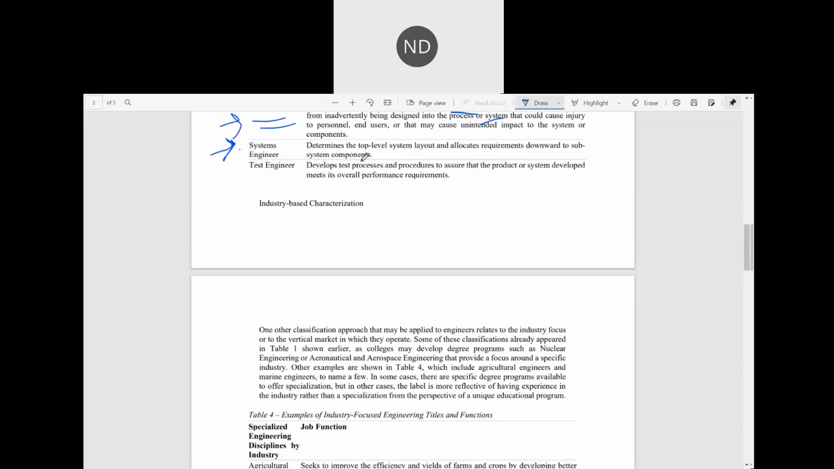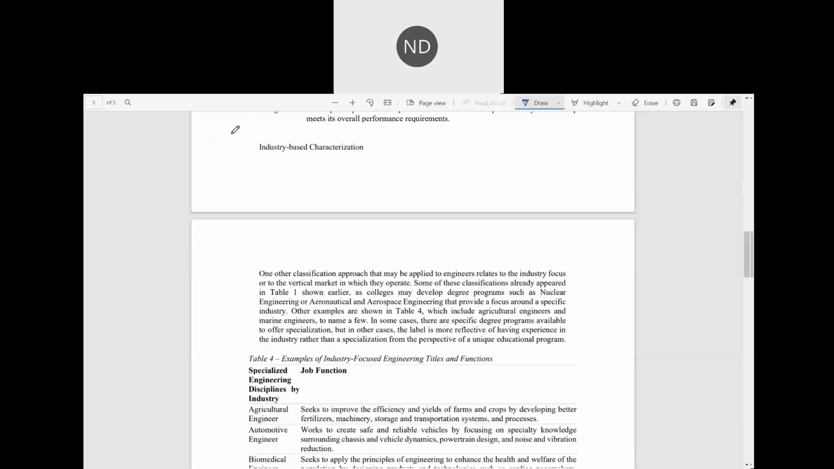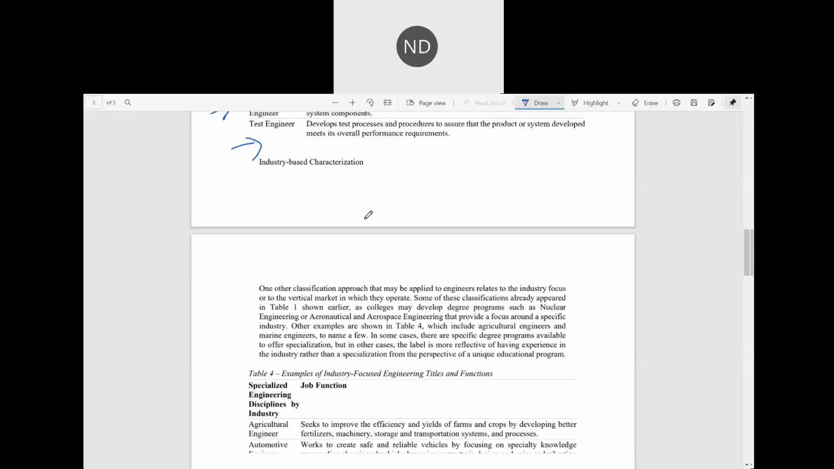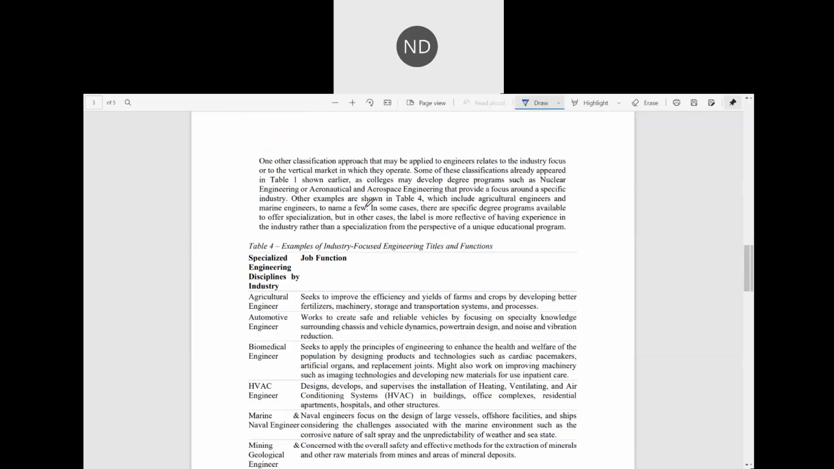Then we have the test engineer. They will develop test processes and procedures to assess that the product or system developed meets its overall performance requirements. Same like the quality engineer, but the quality engineer will check the materials, while the test engineer will do the testings. On the basis of that test, your quality engineer will tell you the quality, whether it is okay or not.